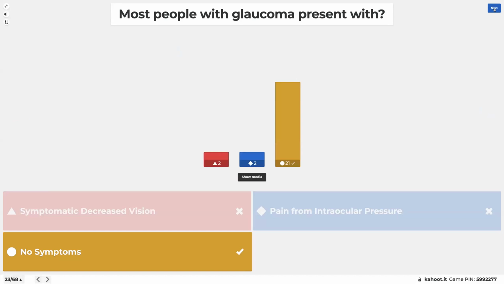All right, great. That's absolutely the case. So the overwhelming majority of patients that come in with glaucoma do not present with symptomatic decreased vision or pain from elevated intraocular pressure. Typically, they have no symptoms, and it's found on a screening examination, either with their optometrist or their general ophthalmologist.